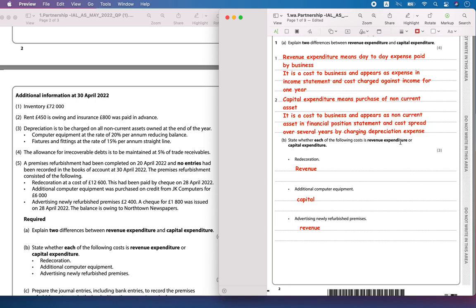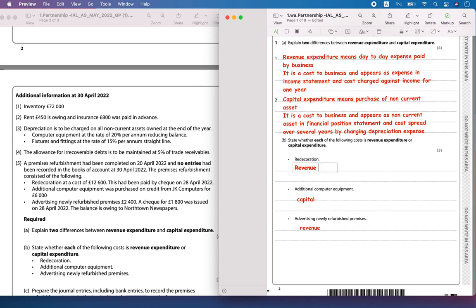State whether each of the following costs is a revenue expenditure or capital expenditure. So we have to just see whether it is a one-time cost or it's going to be a recurrent cost, which I am going to use every year. So let's see. First one is the redecoration. Redecoration, I might do it every time, so it's a revenue expenditure.